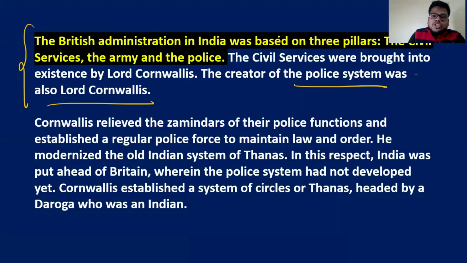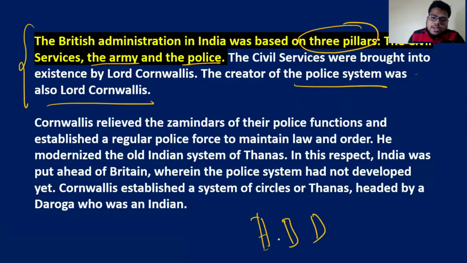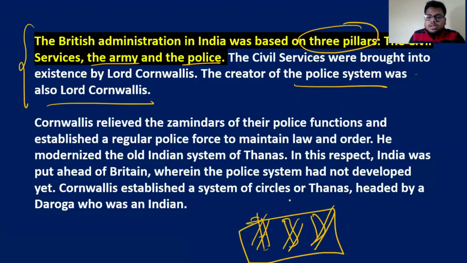So the British administration in India was based upon 3 pillars: the civil services, the army, and the police. We'll keep these 3 pillars in mind. When these 3 pillars break, that is the civil services, police, and army, then the British collapse will be imminent. And we will see this at the end. For example, at the time of the Quit India movement, we'll trace how these 3 pillars are collapsing.